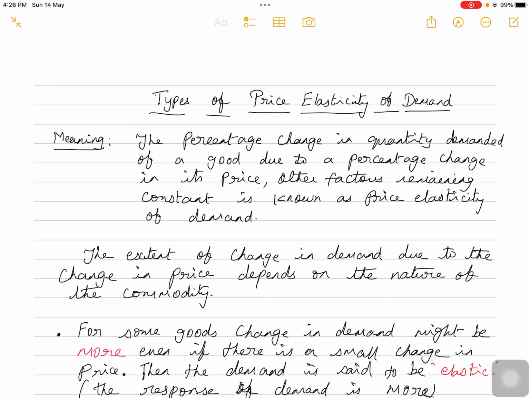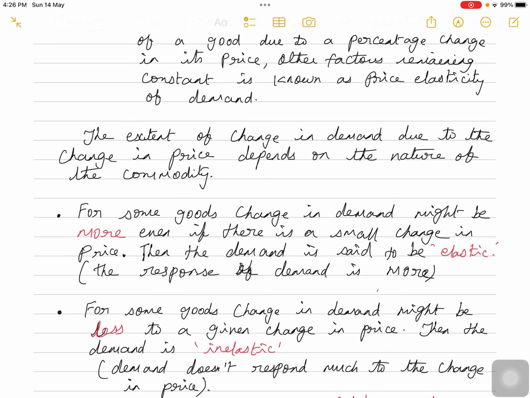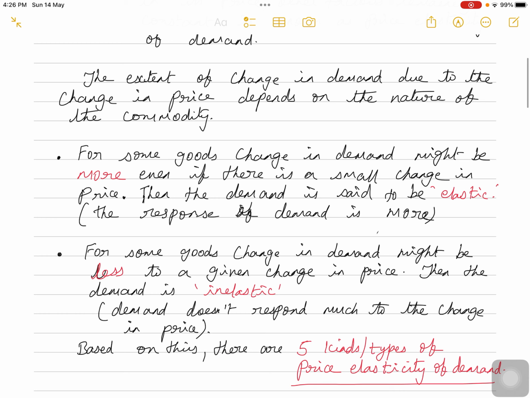The meaning is the same: the percentage change in quantity demanded of a good due to a percentage change in its price, other factors remaining constant, that is the income of the consumer and the prices of related goods all remaining constant. That is known as price elasticity of demand. The extent of change in demand due to the change in price depends on the nature of the commodity, because for some goods the change in demand might be more because of the change in price, either increase or decrease. Then for those goods it is elastic, that's why the response of demand is more.